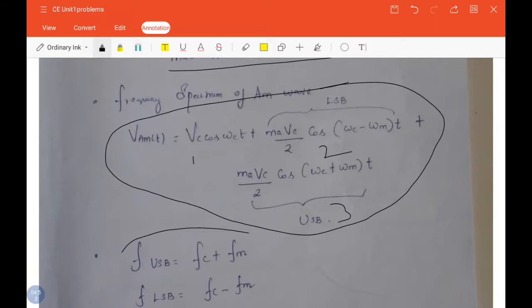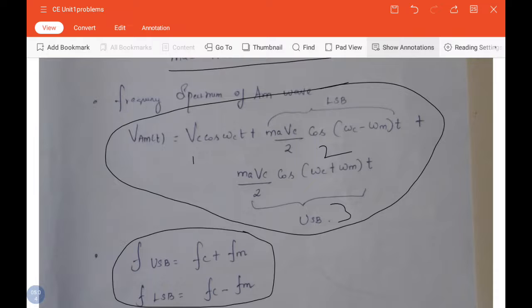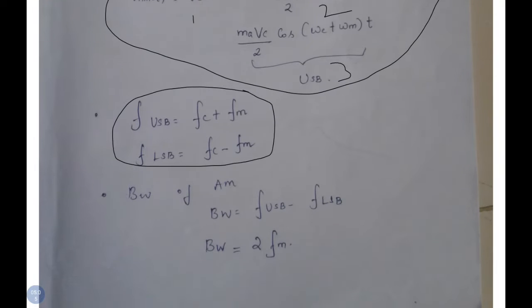So you can calculate the upper sideband and lower sideband frequencies if you know the carrier frequency and modulating frequency. So this is again an important conclusion. Sometimes they may give this data and ask you to find the upper sideband and lower sideband frequencies. So it is a simple equation you can easily remember.